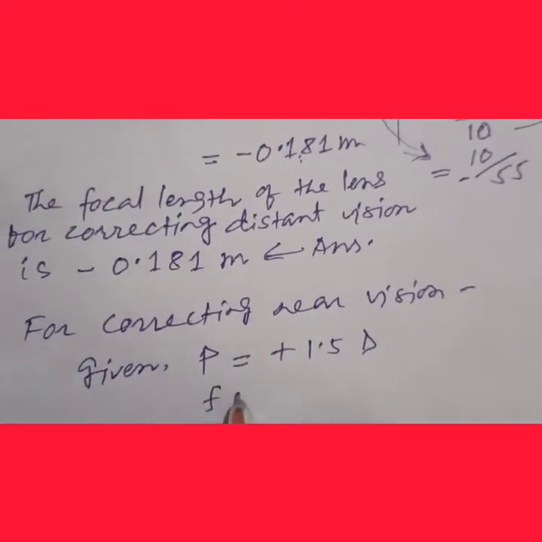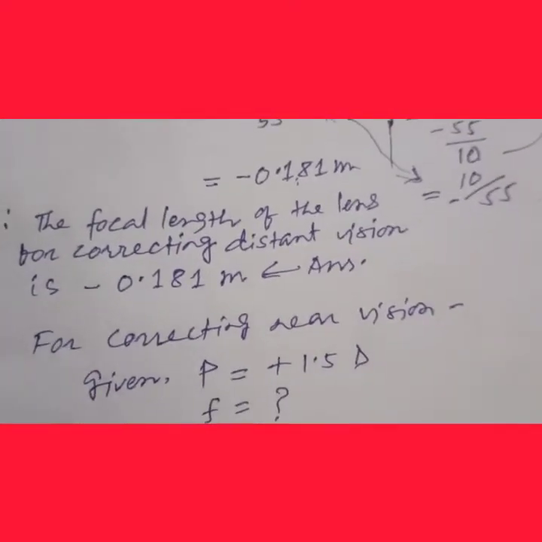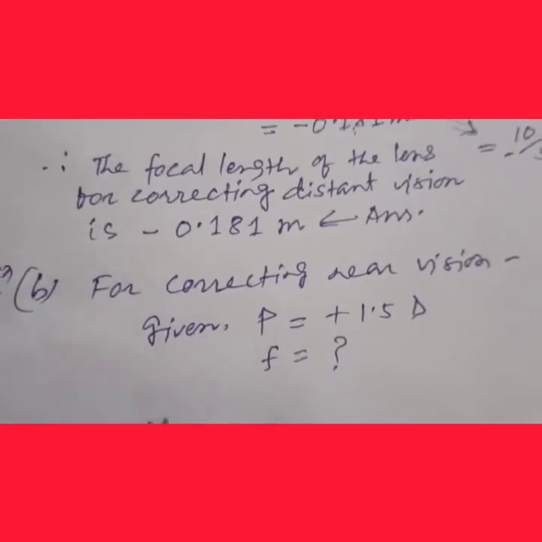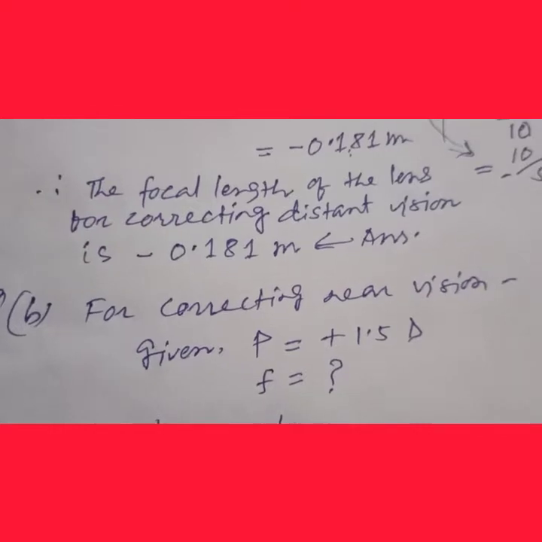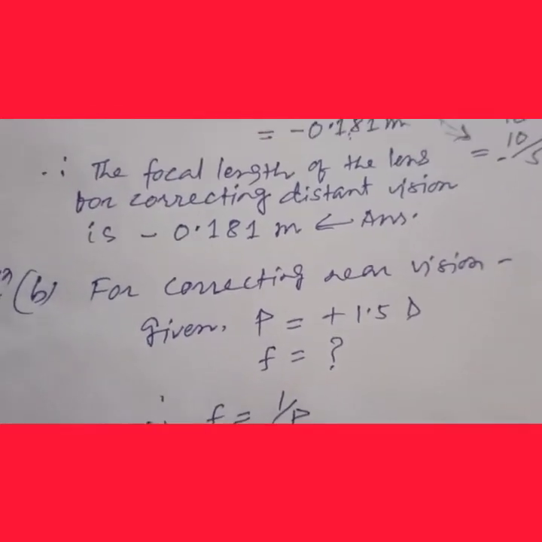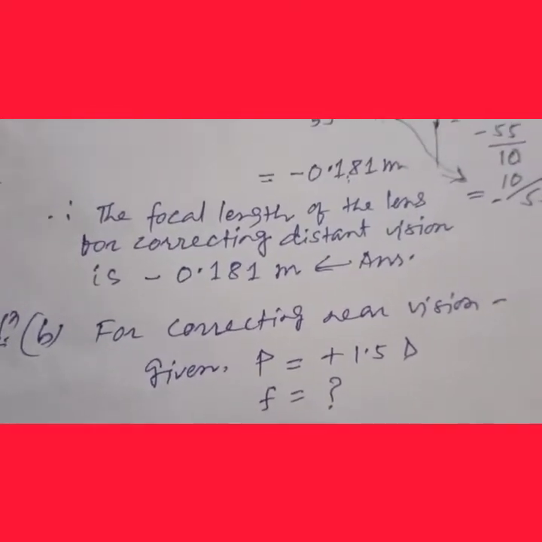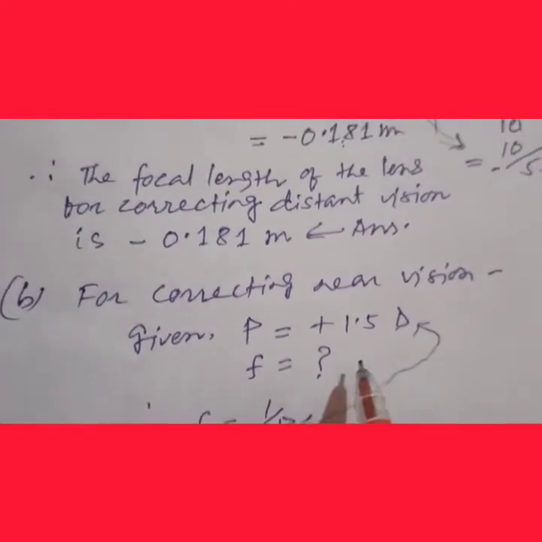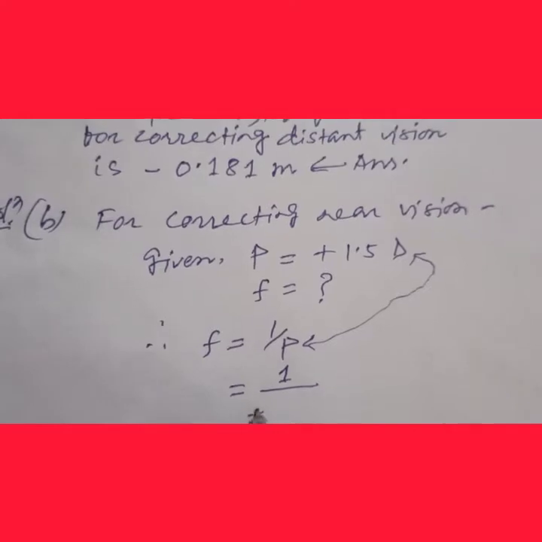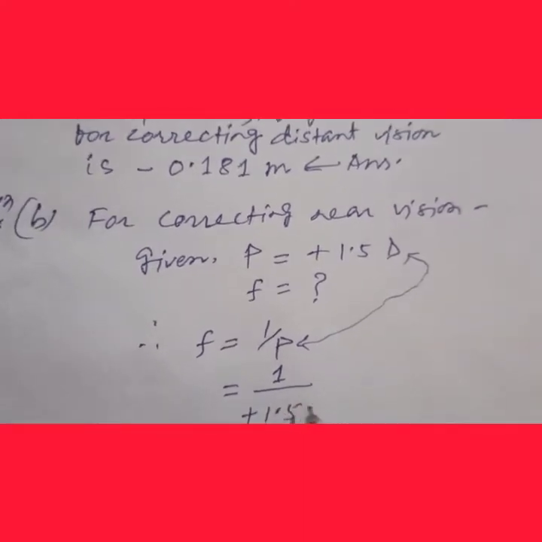F, the focal length, is not given, so you have to find it out. Therefore, you can write F equals 1 by P. So this equals 1 by P, where P is given as plus 1.5 diopter. Just write plus 1.5 diopter there.